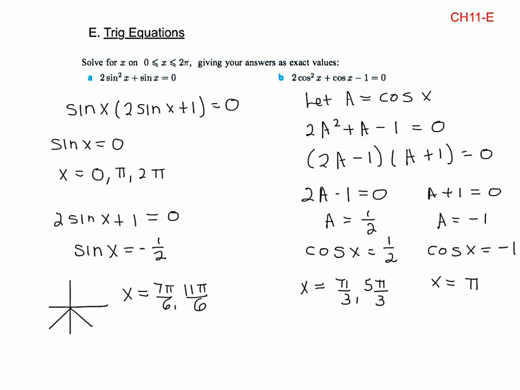In this video, we will talk about trig equations. This section goes back to our chapter 1 of quadratics, very much similar to factoring. So we will be solving for x on the domain of 0 to 2 pi, giving your answers in exact values. That means don't use calculators. So we're given 2 sine squared x plus sine x equals 0.